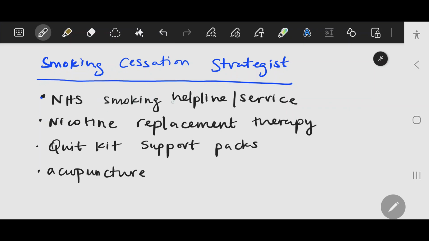So very quickly, this is a list from the exam board of different strategies that a smoker can use to solve the problem of smoking. So if your client faces a problem of smoking, you want them to quit so they can start on their training program, then you can refer them to the NHS smoking helpline. They can do a nicotine replacement therapy or quit kit support packs or even acupuncture. I don't know exactly how acupuncture helps, but it can help to control the mechanisms of addiction.